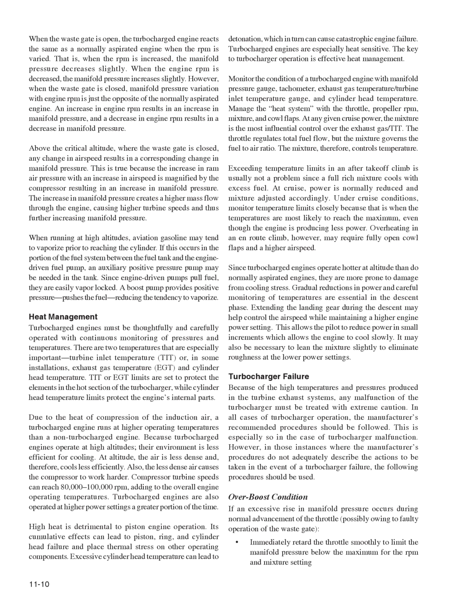Due to the heat of compression of the induction air, a turbocharged engine runs at higher operating temperatures than a non-turbocharged engine. Because turbocharged engines operate at high altitudes, their environment is less efficient for cooling. At altitude, the air is less dense and, therefore, cools less efficiently. Also, the less dense air causes the compressor to work harder. Compressor turbine speeds can reach 80,000 to 100,000 revolutions per minute, adding to the overall engine operating temperatures.